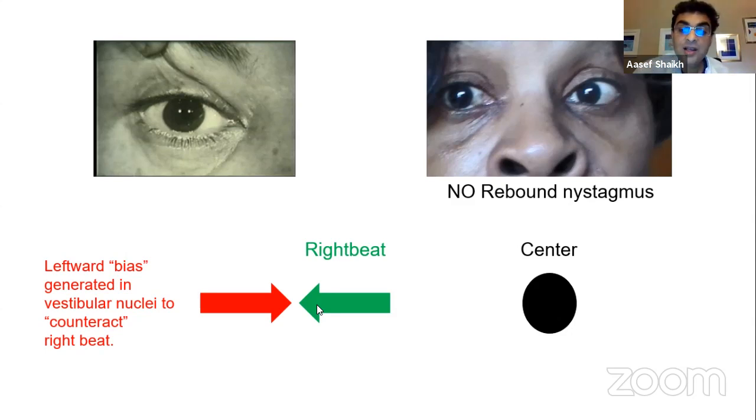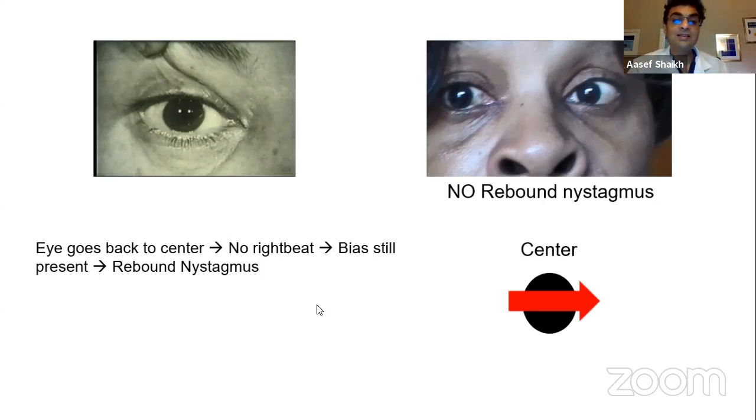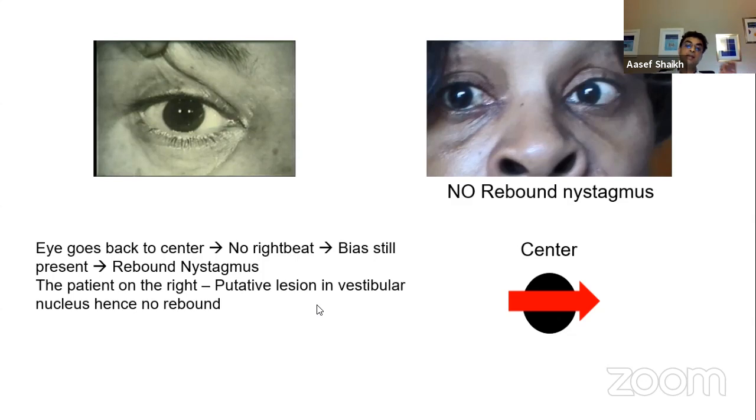Now all of a sudden what happens? Your eyes go back to the center, so your right beat nystagmus is no longer there, but your bias is still present. So in that case, your eye would start beating to the left side because of that bias that the brain had put together, in what we call a rebound nystagmus. Now the patient on the right side, we think hypothetically, had a putative lesion in the vestibular nucleus because of her paraneoplastic antibodies. And since we wiped off that vestibular nucleus, she did not have a capacity to make a rebound. And that's why she had gaze evoked nystagmus, which was very robust, but there was no rebound.